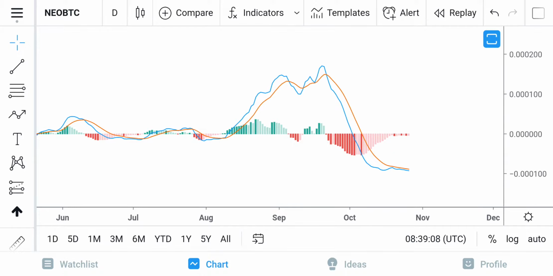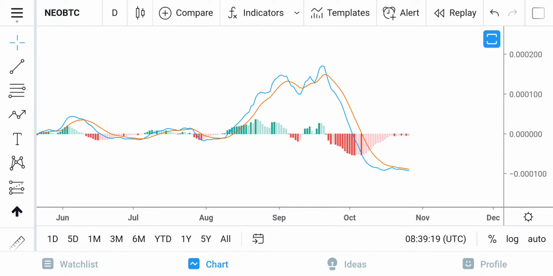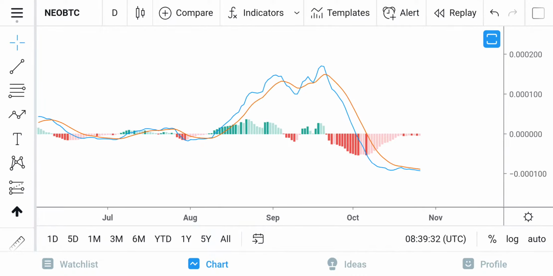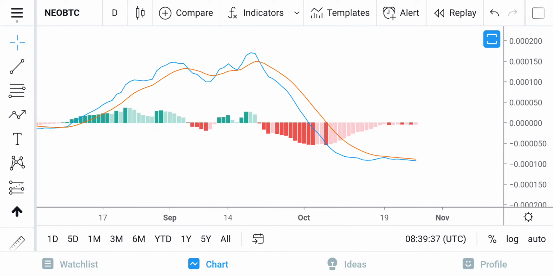We have the MACD histogram, that's the red and green bars you can see over here, and we have the MACD line, that's this blue line you can see over here, and we have the signal line, that's the orange line. The MACD histogram shows you two things about the market.